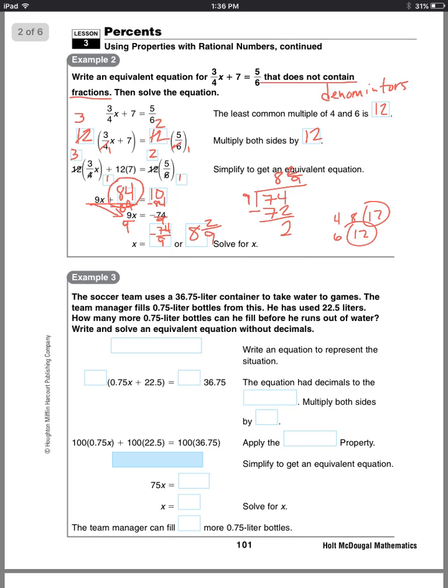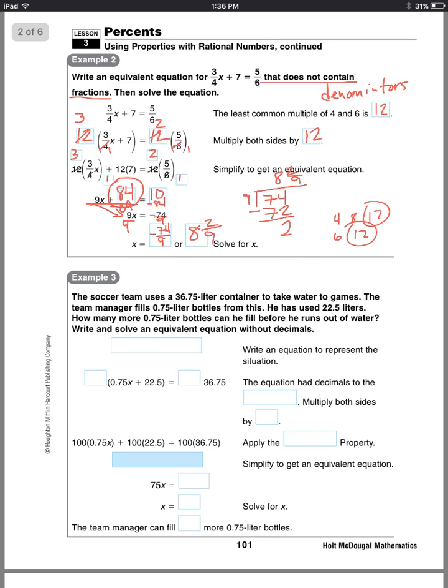The soccer team uses a 36.75 liter container to take water to games. The soccer team manager fills 0.75 liter bottles from this. He has used 22.5 liters. How many more 0.75 liter bottles can he fill before he runs out of water? Write and solve an equivalent equation without decimals. So, here we go.